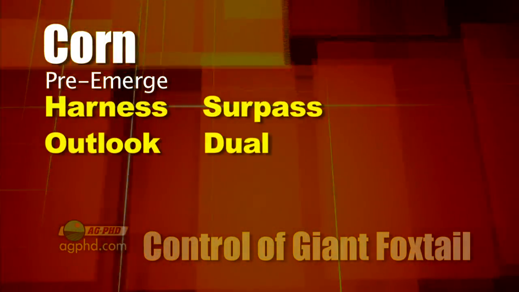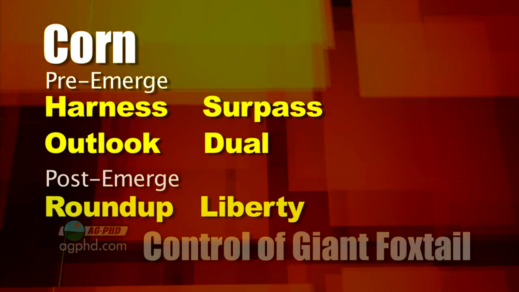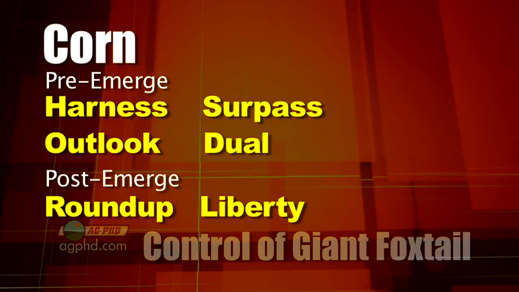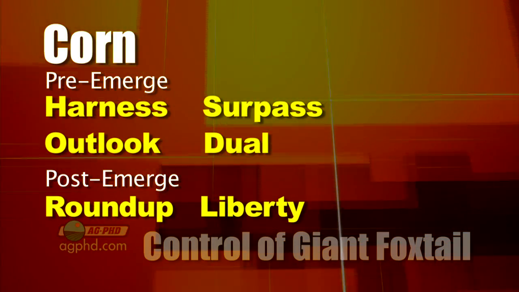When we talk about corn, what are the best products? Well, I would start with something like Harness, Surpass, Outlook, or Dual Magnum. Post-emerge, Roundup is not having any issues with giant foxtail, so make sure Roundup is in the tank, or Liberty if you're planting Liberty crops.